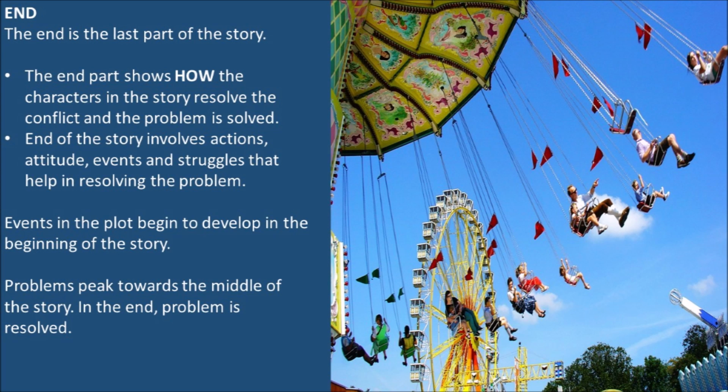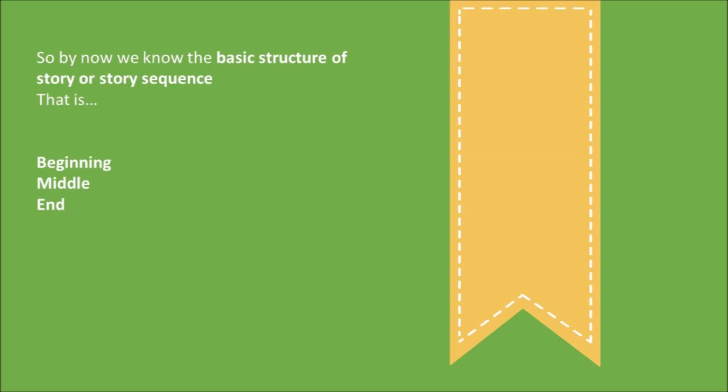Events in the plot begin to develop in the beginning of the story itself. Problems peak towards the middle of the story, and in the end, the problem is resolved. So by now, we know the basic structure of story or story sequence, that is beginning, middle, and end.